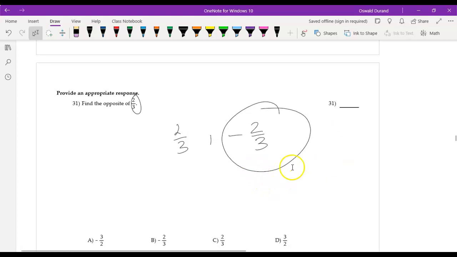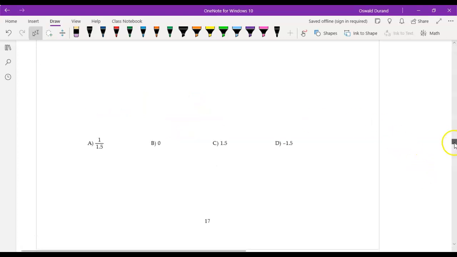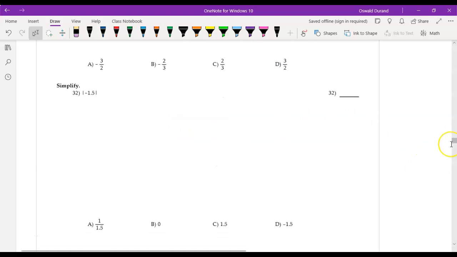Now, let's not confuse opposite with the absolute value of a number, right? So if I have two vertical bars with a value inside, it could be negative or positive. Let's put 5. Then the answer will always be positive. It doesn't matter if it's negative 1.5 or positive 5. The outcome is always positive.